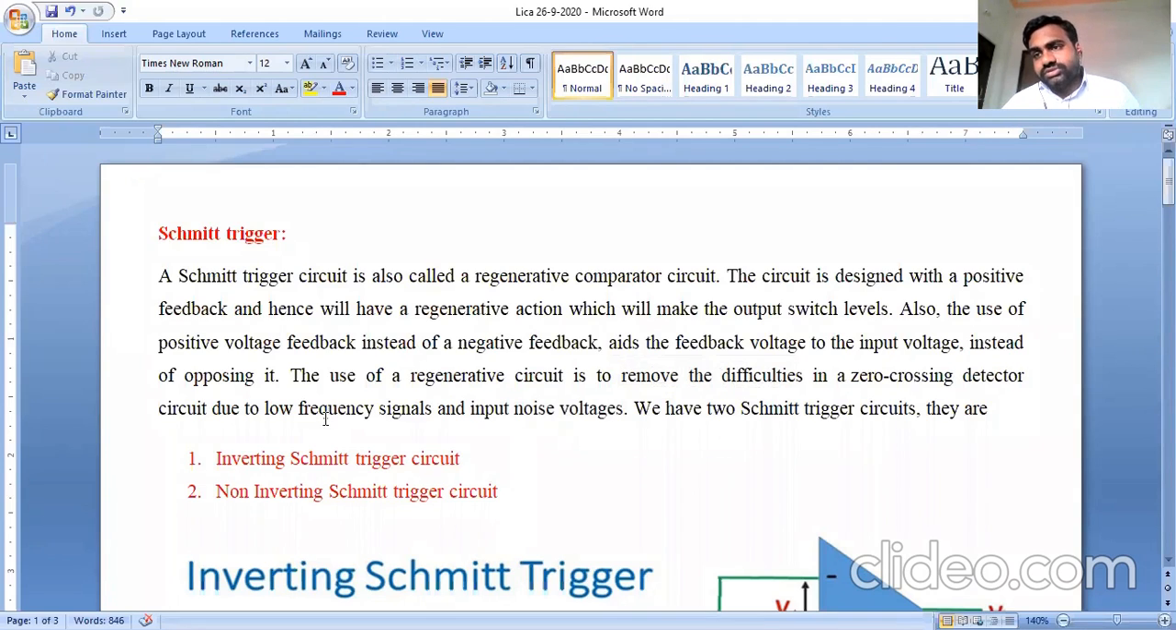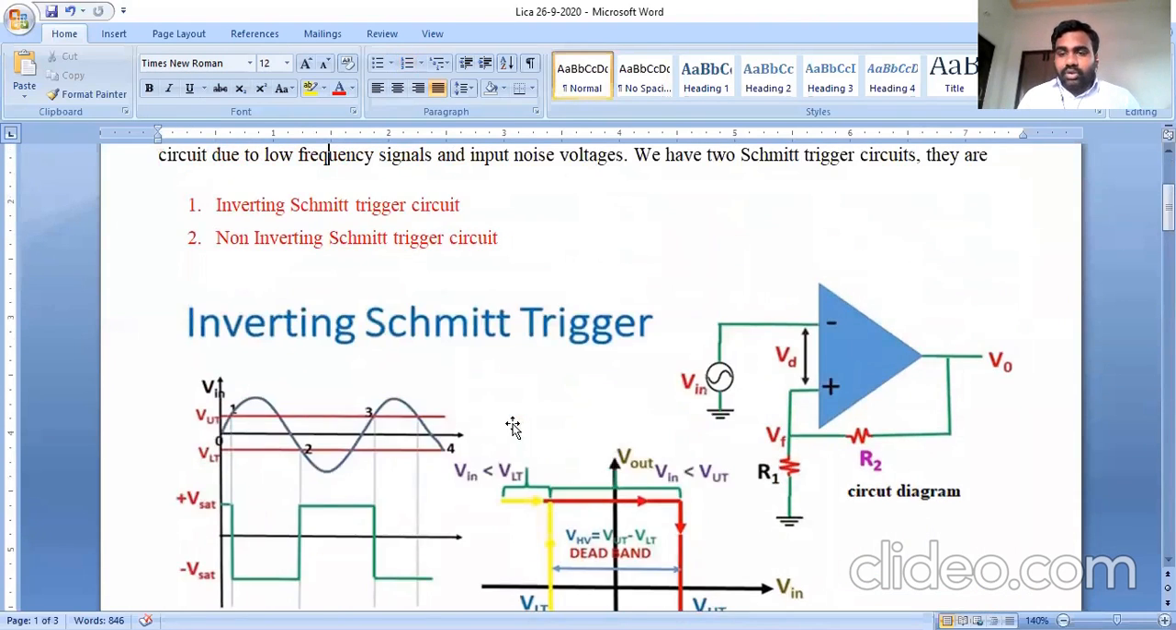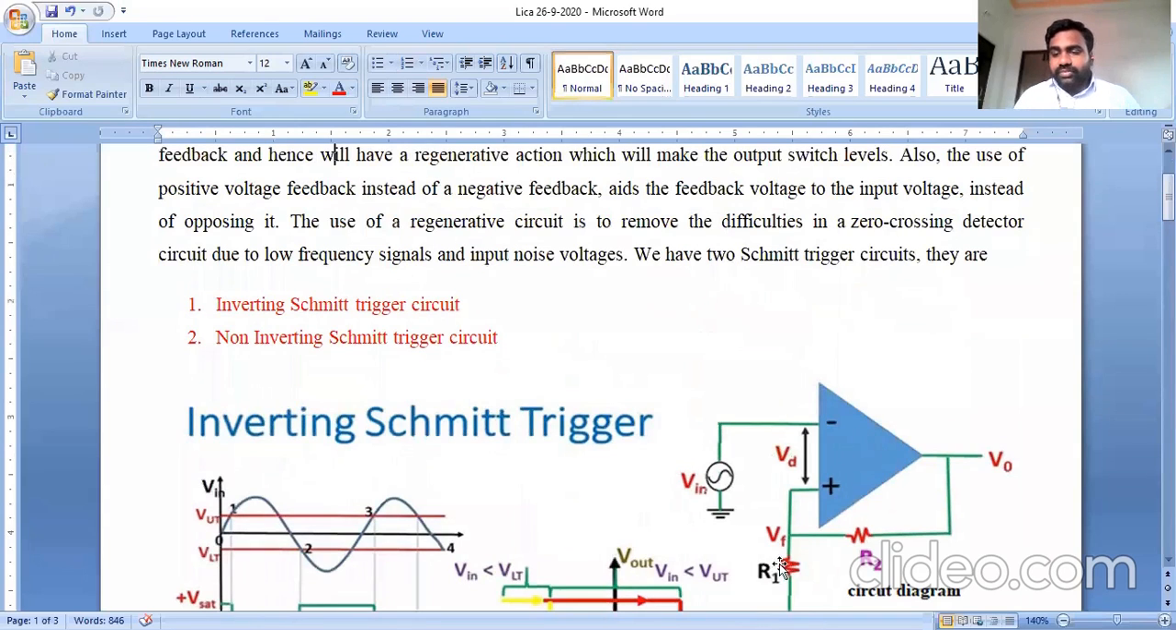So there are certain drawbacks with the zero crossing detector, and to eliminate them we are proposing a new comparator application, the Schmitt trigger, also known as the regenerative comparator. It is called regenerative because we employ a regenerative action, that is positive feedback. A positive feedback is connected between the output and the non-inverting terminal of the operational amplifier. What is the purpose of this positive feedback?